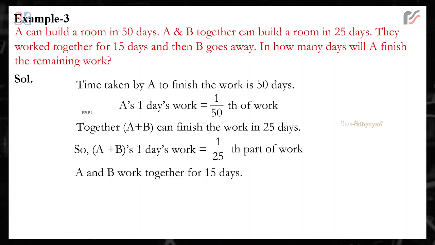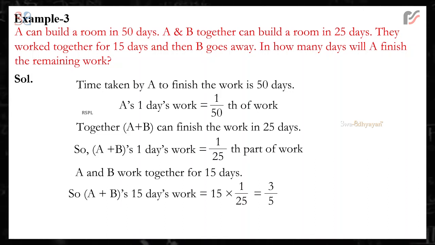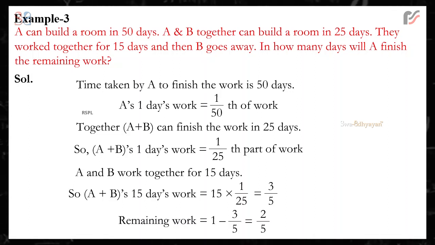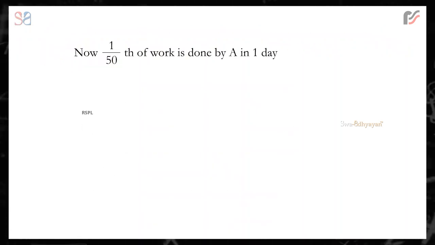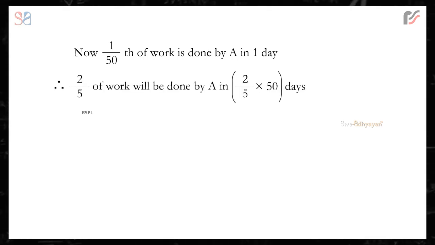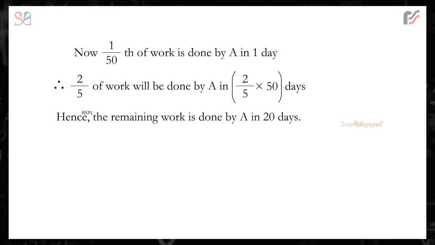A and B work together for 15 days. So, A plus B's 15 days' work is equal to 15 into 1 upon 25 is equal to 3 upon 5. Remaining work is equal to 1 minus 3 upon 5 is equal to 2 upon 5. Now, 1 upon 50th of work is done by A in 1 day. Therefore, 2 upon 5 of work will be done by A in (2 upon 5 into 50) days. Hence, the remaining work is done by A in 20 days.